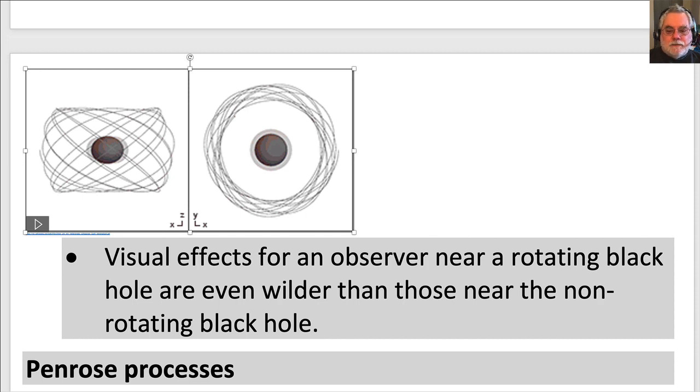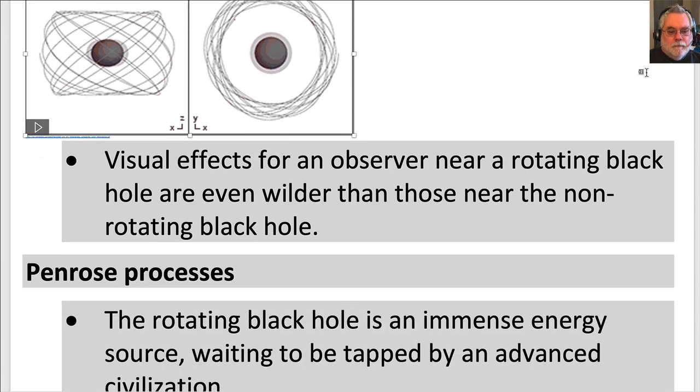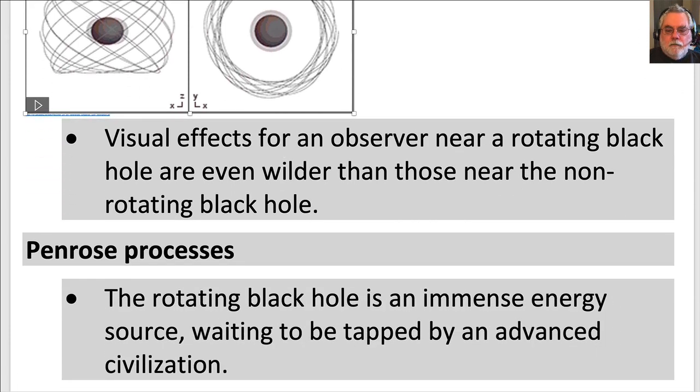In this case, the rotating black hole loses a little spin angular momentum and rotational energy. I don't understand the details, but the rotating black hole is an immense energy source waiting to be tapped by an advanced civilization. An advanced civilization might also be able to harvest the quasar radiation from an accretion disk.